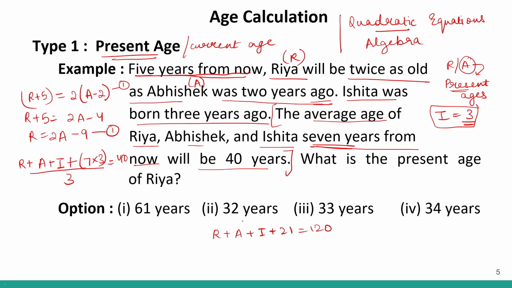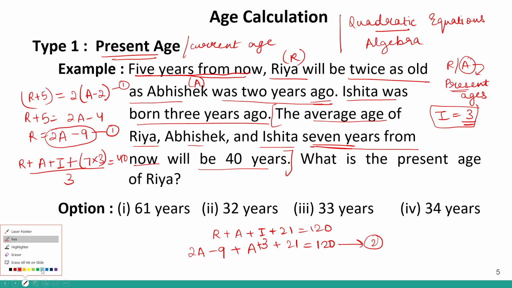Correct? And I know that I is equal to 3. This is 3. This will be 21. This is 120. And R, if I write R in the form of this, so 2A minus 9 plus A plus 3 plus 21 equals 120. So in this equation, this is, let's say, equation number 2, we have only one variable. What is the variable? This is the variable. We have only one variable, which is A. Okay, so I can solve this equation and find the value of A. Correct? I can solve this equation and find the value of A.